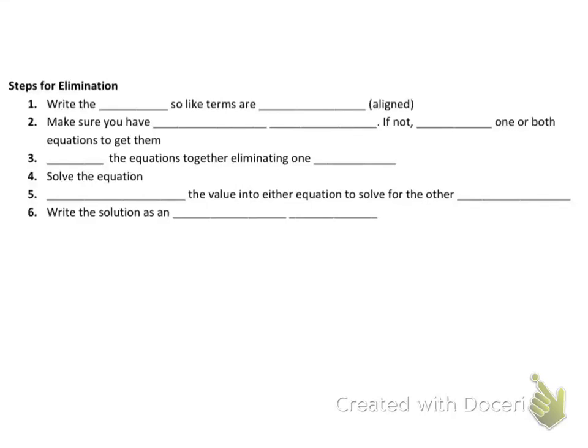Alrighty, everybody. So in this video, we are going to be introducing the idea of elimination, which is another algebraic way to solve a system of equations. So in elimination, what we're going to do is write the equations so like terms are stacked, aligned right on top of each other, which means we're going to be writing our equations in standard form. And remember, standard form is ax plus by equals c. So that's how we're going to write a lot of these equations from here on out.